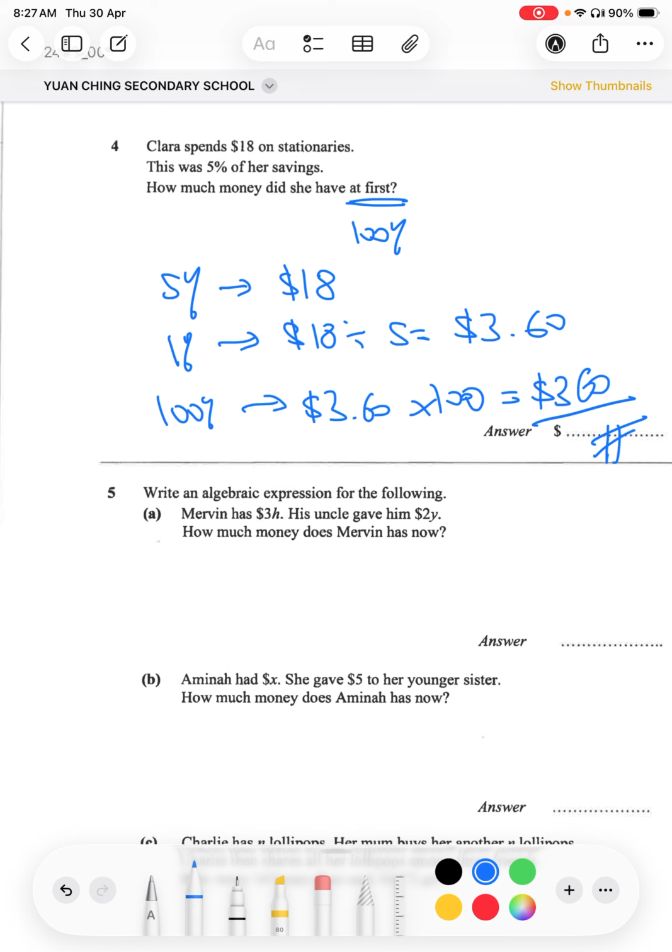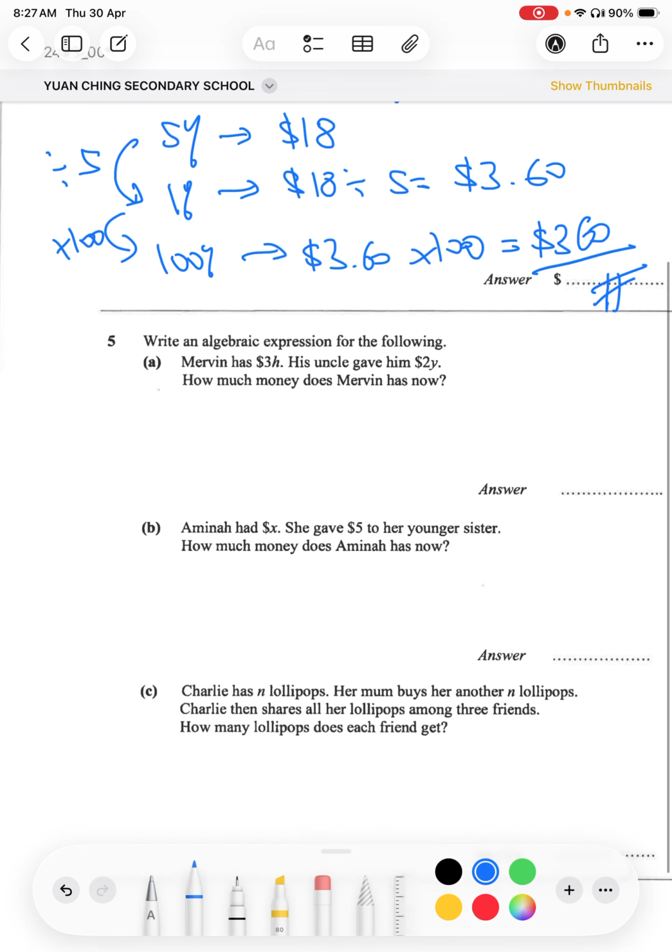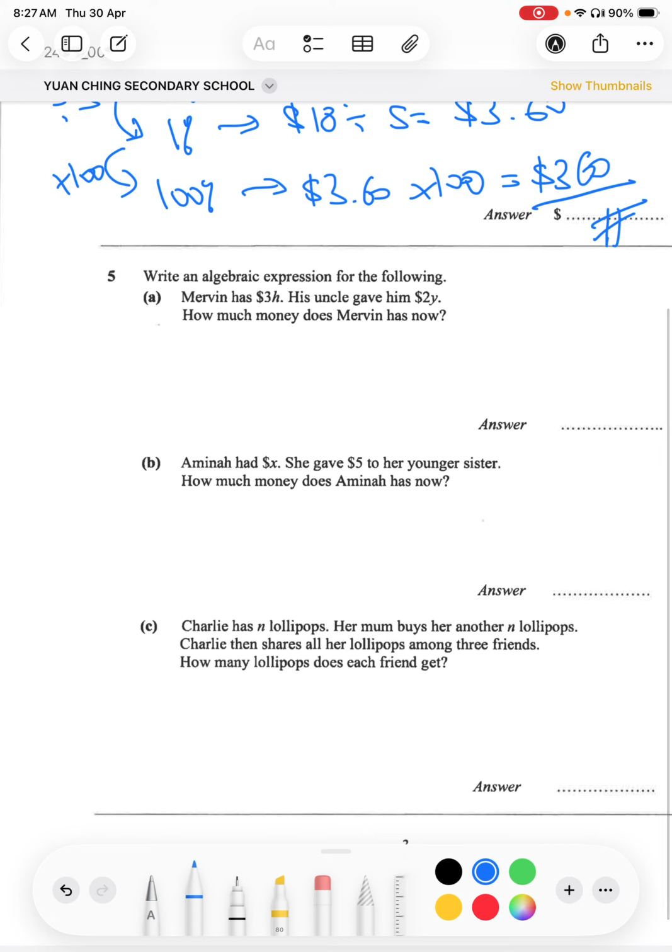Okay, for this. So here is divided by 5. Here is times 100. Okay, the next one. 5. Mervin had $3x, his uncle gave him 2y. How much money does Mervin have now? He has 3x, his uncle gave 2y. The total money he has is 3x plus 2y now.